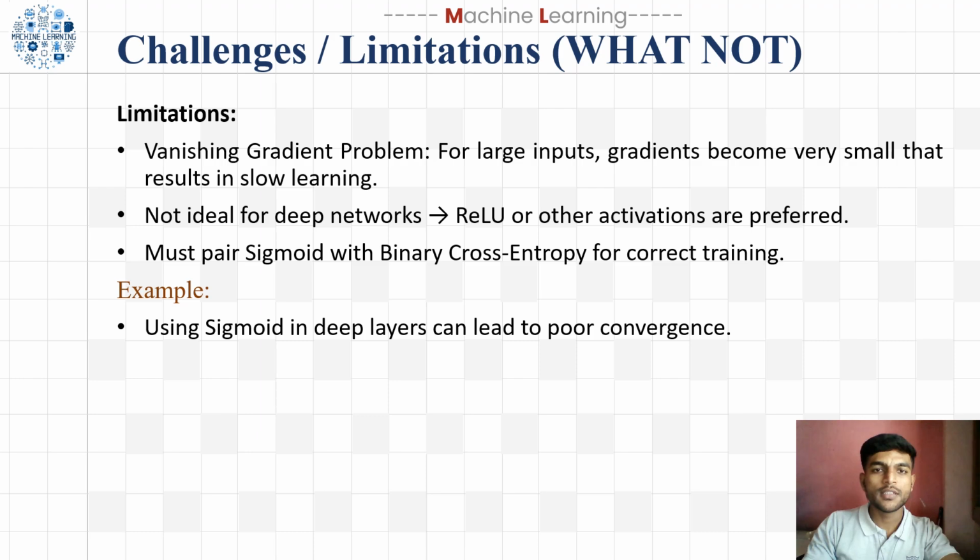Let's see the challenges and limitations. Sigmoid suffers from the vanishing gradient problem. When values are very large or very small, the gradient becomes close to zero. In deep neural networks, this slows down the training. That's why we often use the ReLU activation function in neural networks. Also, the cost function must match the activation function. Using the wrong combination will give wrong results. For example, using sigmoid in deep layers can lead to poor convergence.